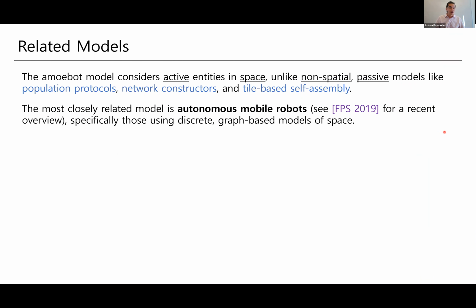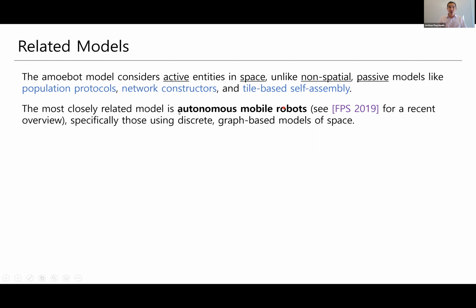Now, a second issue that we're addressing with the canonical model will become apparent when we compare to related others. So there are other models of programmable matter, those like population protocols, network constructors, and DNA tile-based self-assembly. These are non-spatial models where the entities are passive, meaning they often don't control who they interact with. The Amoebot model is the opposite. So here, Amoebots are under full control of their decisions, and they are spatially situated, so they occupy physical space.